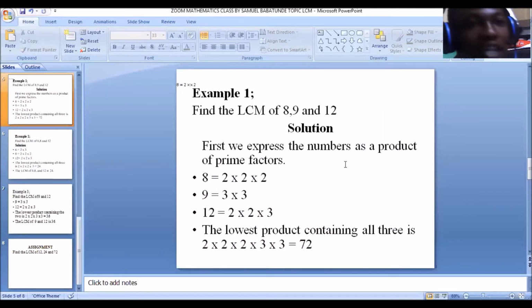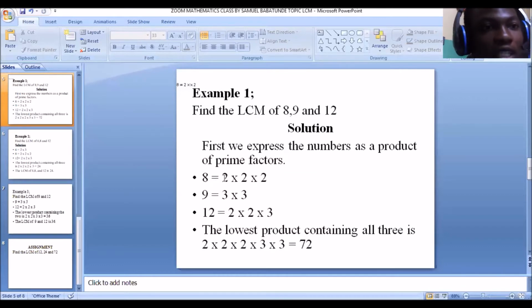Now, example 1 says, find the LCM of 8, 9, and 12. Remember we said we have to first express these numbers as a product of prime factors. Now, first we have 8.